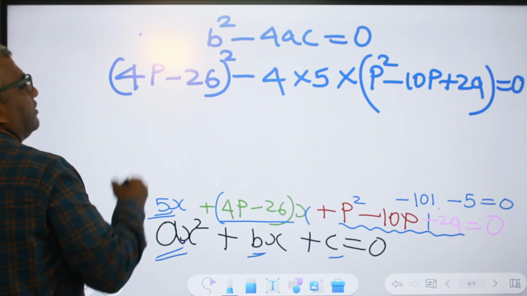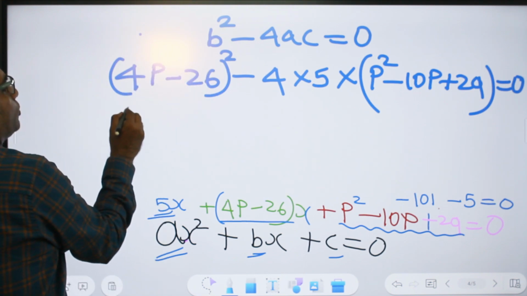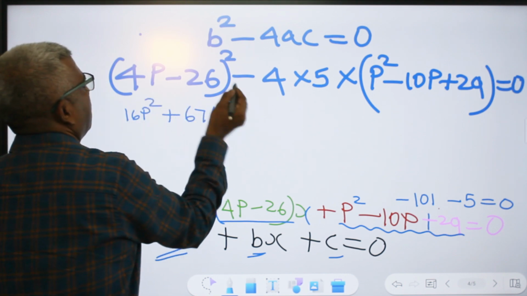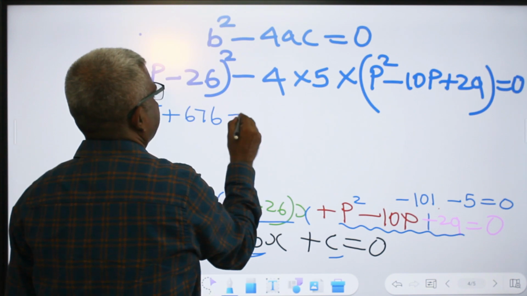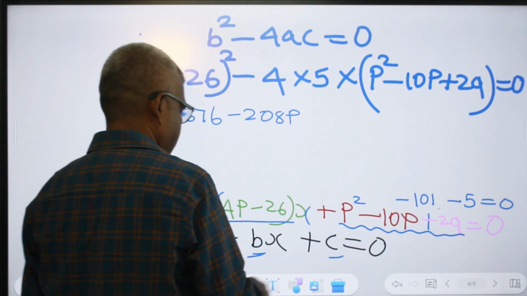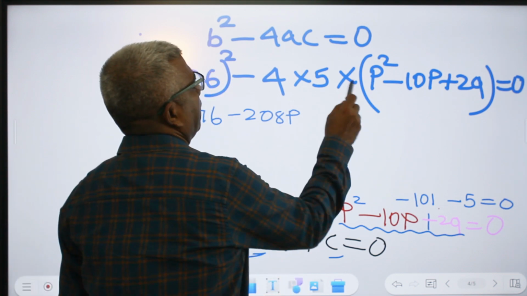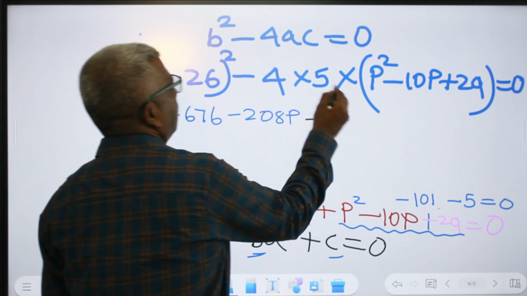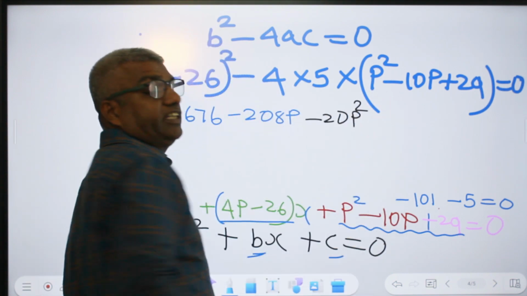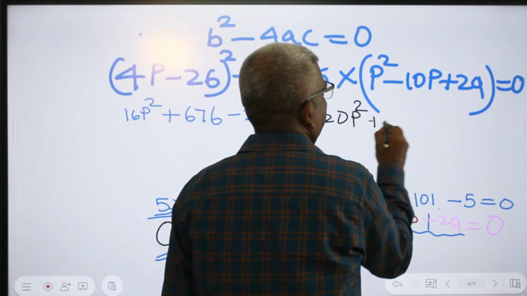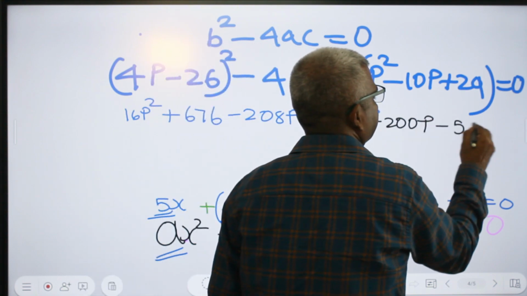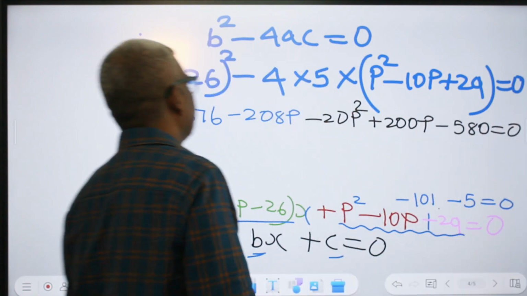(4p minus 26) whole square, using a squared plus b squared minus 2ab: 16p squared plus 676 minus 208p. Okay, then minus 4 times 5, minus 20 p squared minus 20 times minus 10p, plus 200p, minus 20 times 29, minus 580 is equal to 0.